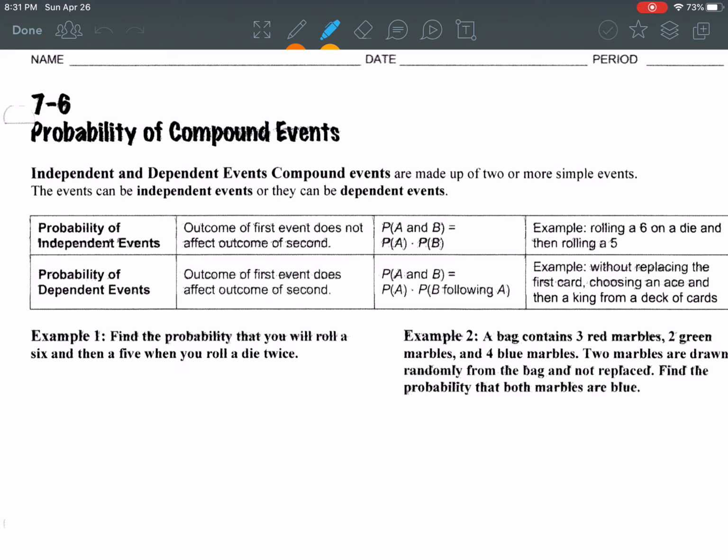Now, we first have to talk about there are two different types of compound events. There could be independent events. Independent meaning the two outcomes are completely separate. So the two events you're doing, they're not going to affect each other in any way. So if I am playing a game and I have to spin a spinner and I also have to roll a die, well, whatever I get on the spinner, that's not going to affect how I roll my die, okay? It's not going to affect the outcome of it. So those are independent, okay?